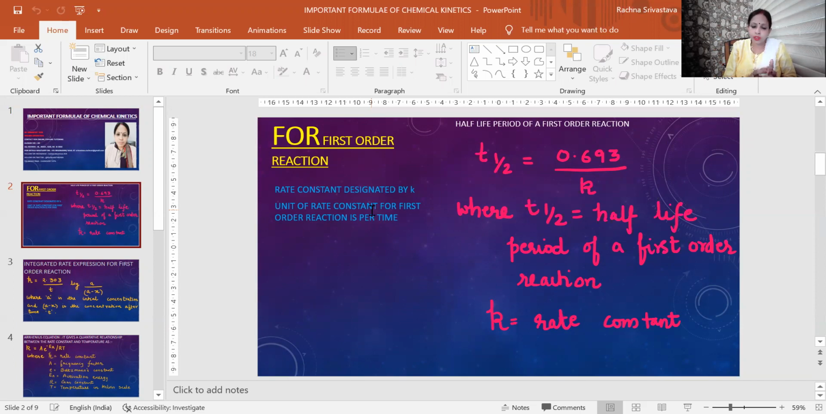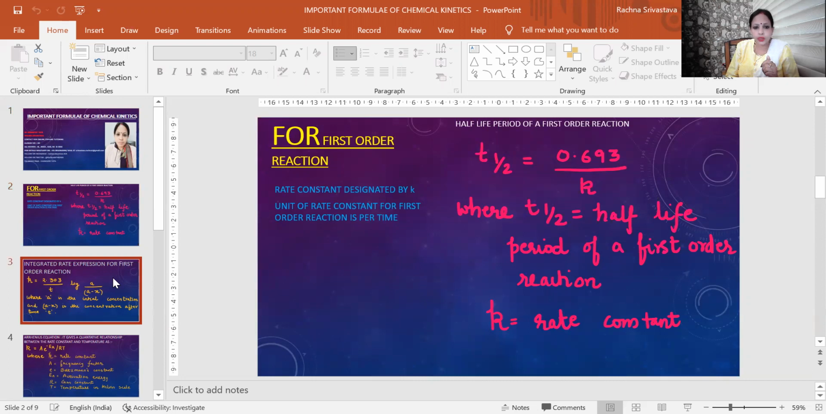Now, when we say half-life period, your T half represents the half-life period of a first order reaction, where T half is equal to 0.693 divided by K. Your K is a rate constant. The unit is very, very important. Please do not forget to input the units. The rate constant for a first order reaction is per time. If your time is given in seconds, it will be per second. If it is in hours, it will be per hour. If it is in minutes, it will be per minute, and so on.